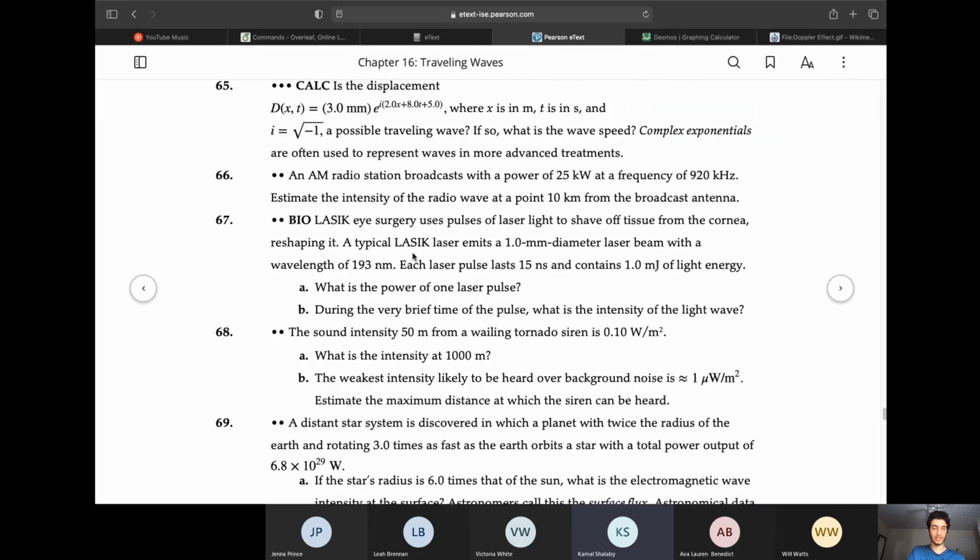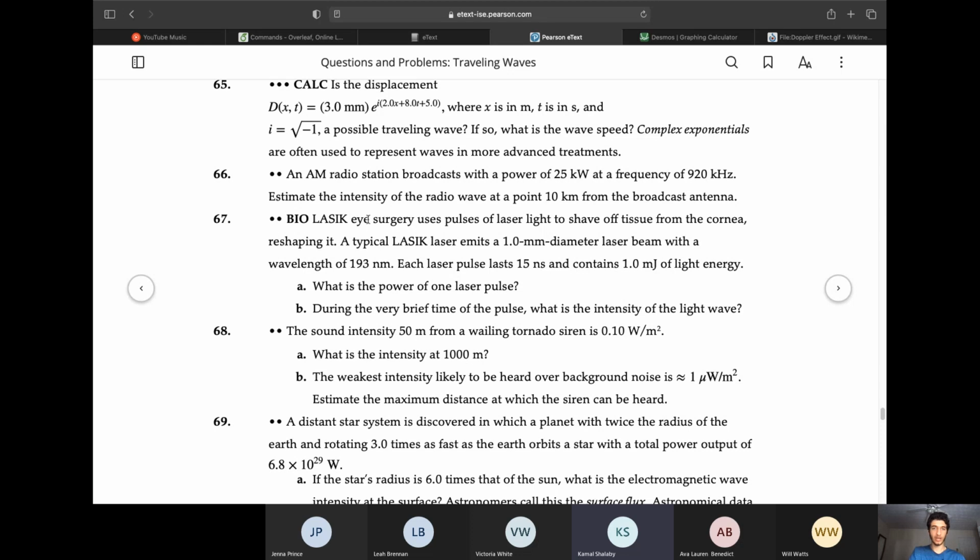67, I'm sorry. So LASIK eye surgery uses pulses of laser light to shave off the tissue of the cornea, reshaping it. A typical LASIK laser emits a 1 millimeter diameter laser beam with a wavelength of 193 nanometers. Each laser pulse lasts for 50 nanoseconds and contains 1 millijoule of light energy. What is the power of the laser? So here you have your energy, here you have your time.